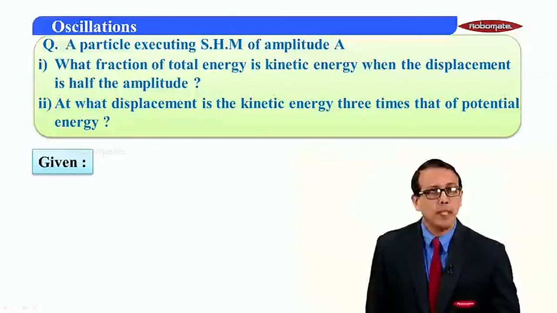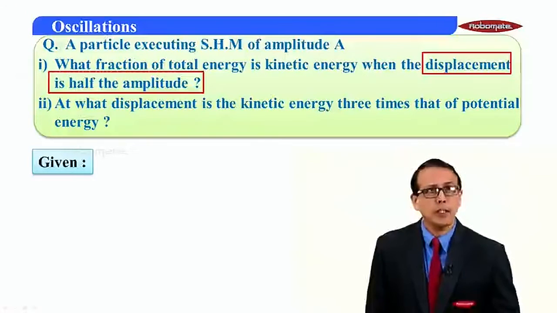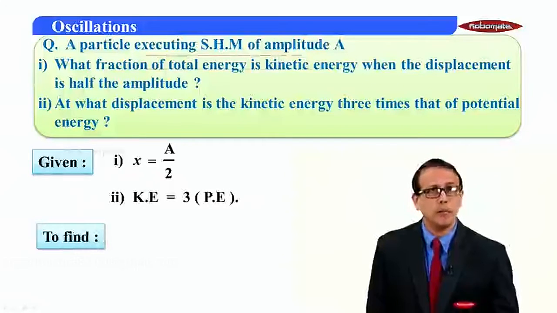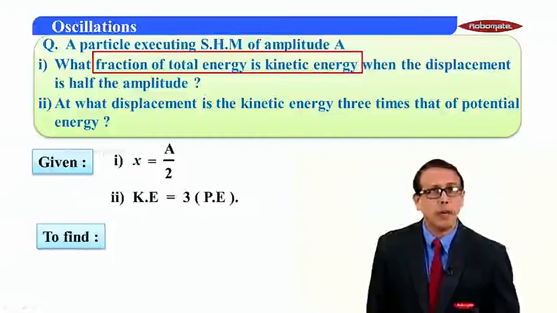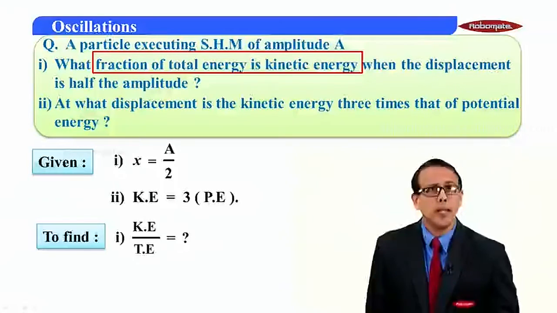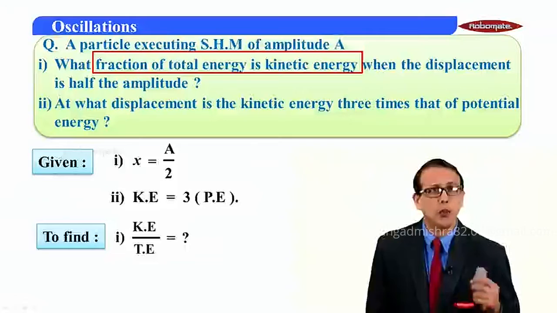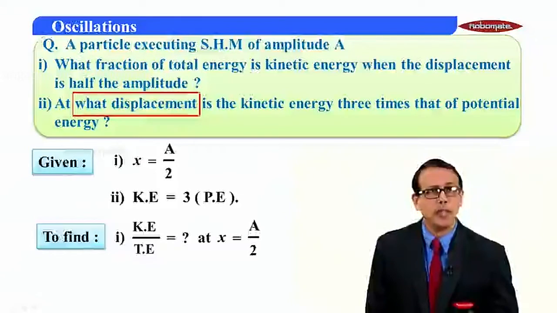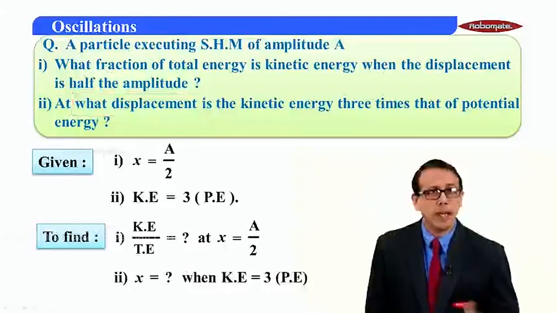So given in the first part of the question, it is given that the displacement is half the amplitude, so x is equal to a by 2. In the second question, kinetic energy is 3 times potential energy. To find, in the first part, what fraction of total is kinetic? So it's a ratio problem, that is we have to find the ratio of kinetic energy upon total energy, but when x is a by 2, and the second question is I have to find displacement, that is x, but when kinetic energy is 3 times potential energy.